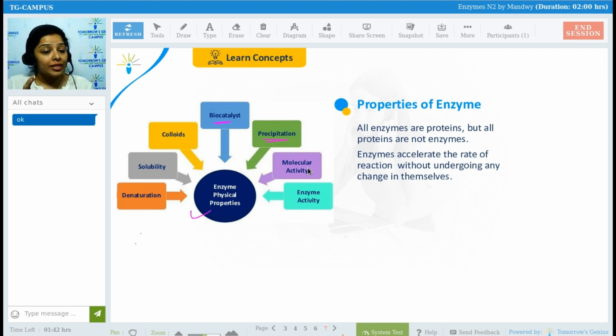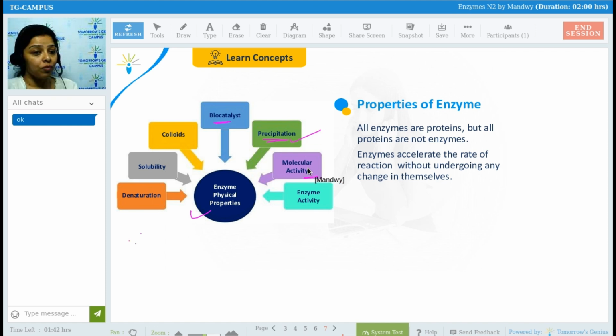So enzymes are proteinaceous in nature, we already know, and protein is made up of amino acids. So enzymes are amphoteric. When you add an acidic or alkaline solution, it will precipitate, which means it will neutralize. Are you getting me? So this is enzyme precipitation.